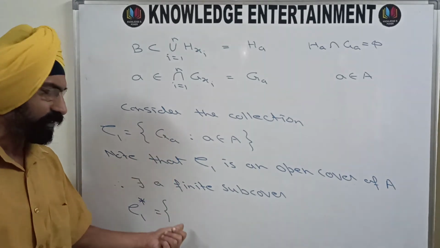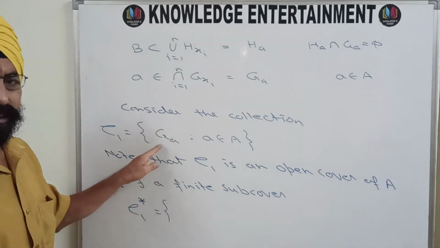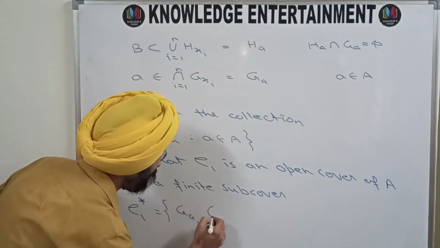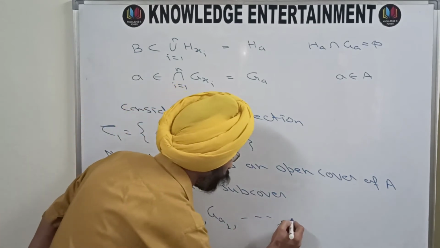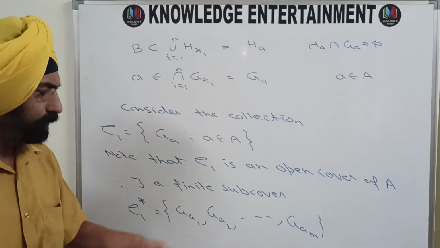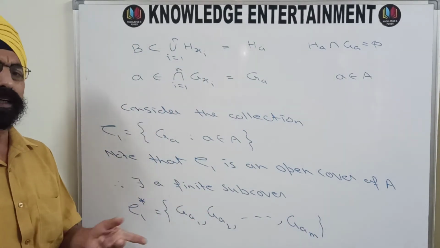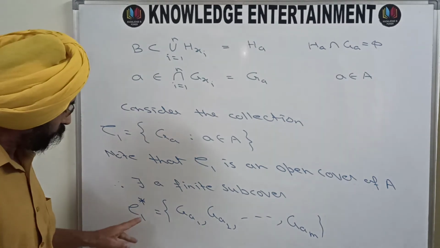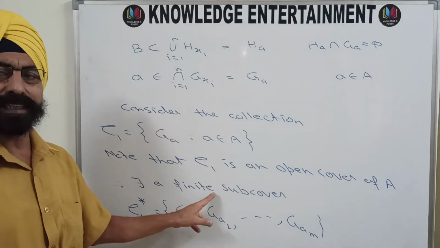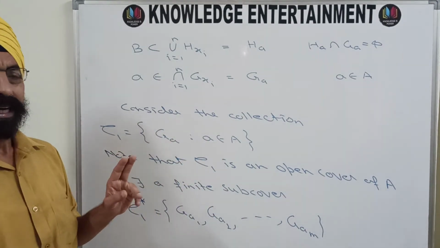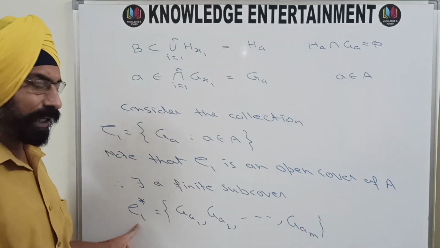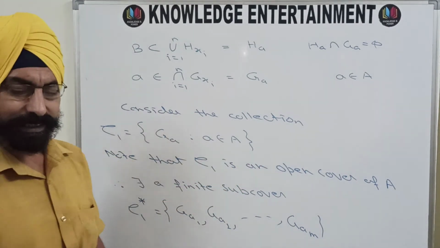So these GAs will be here, and I'm naming these sets GA1, GA2 and so on up to GAM this time. Earlier I had taken N, now I am taking the suffix M. Finite number of members may change. So this C1 star, GA1, GA2 up to GAM, is a finite subcover of C1, and C1 was an open cover of A. So that means the union of members of C1 star will cover the set A.